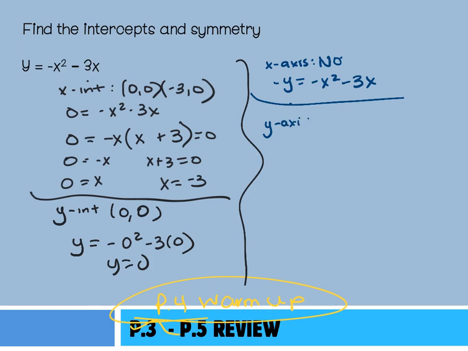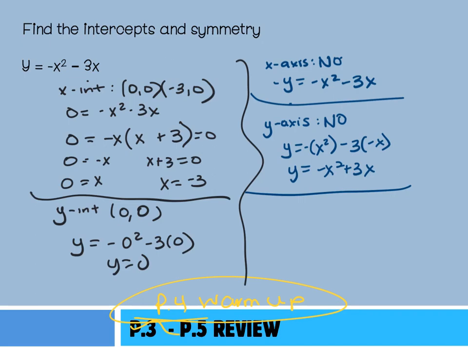Then for y-axis, I'm going to change the x. So I get y equals negative x squared minus 3 times negative x, and I get y equals negative x squared plus 3x. So it doesn't go back to the original for all of it, and it doesn't change for all of it, which again means no. And then for the last one, you're going to plug in a negative x and a negative y. So negative y equals negative x squared minus 3 times negative x. And some of it changes and some of it does not, which means there'd be none for the origin either.